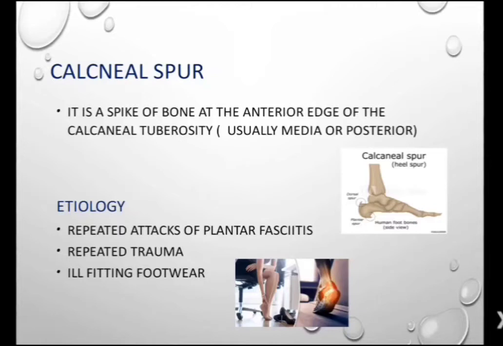Third condition is calcaneal spur. It is a spike of bone at the anterior edge of the calcaneal tuberosity, usually medially or posteriorly. What is the etiology of calcaneal spur? It is repeated attacks of plantar fasciitis, repeated trauma, or ill-fitting footwear.